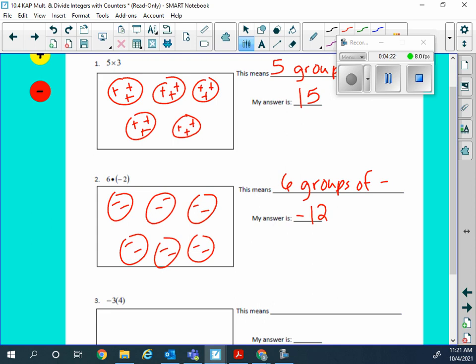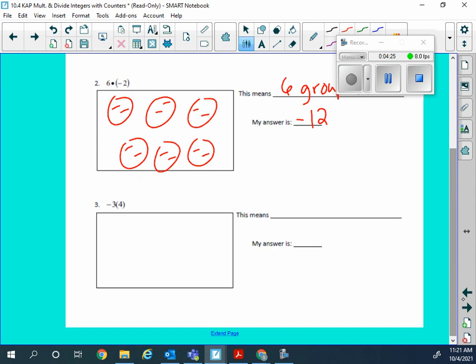Yes. Okay. Let's look at the next one. What does that mean? -3 groups? How can I do -3 groups? You can't, right? So I want you to think of what else that sign could say besides negative. Think about when we talk about absolute value. There it is. Opposite. That was the word I was looking for.